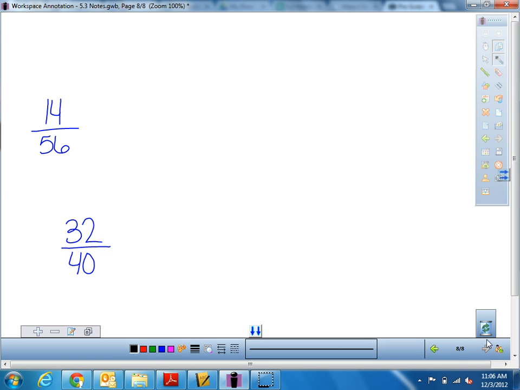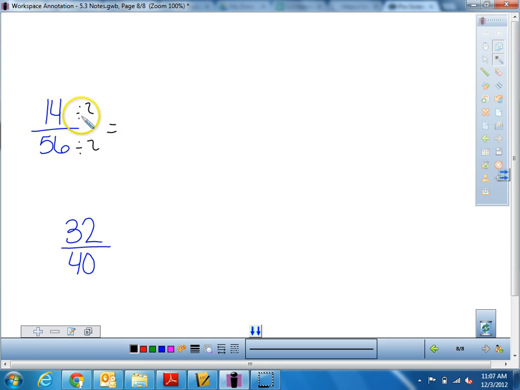So let's try it out. We need to simplify 14/56. And for the record, you're always going to want to put things in simplest terms unless it tells you not to. So 14 and 56, do they have anything in common? Think of a number that we can divide both of them by. Well, they're both even, so I'm going to divide by 2. And if I divide the top number by 2, I have to divide the bottom number by 2.